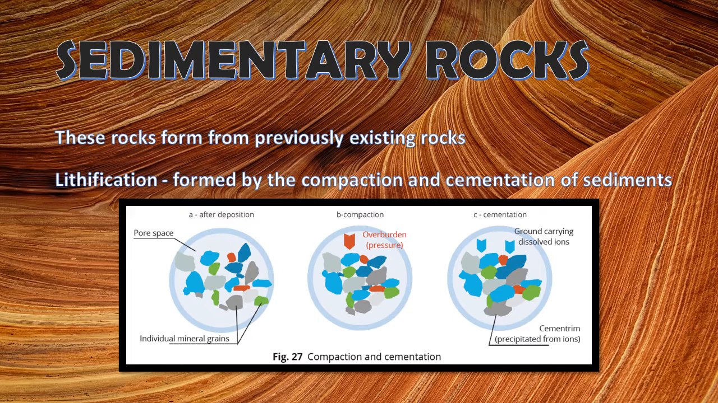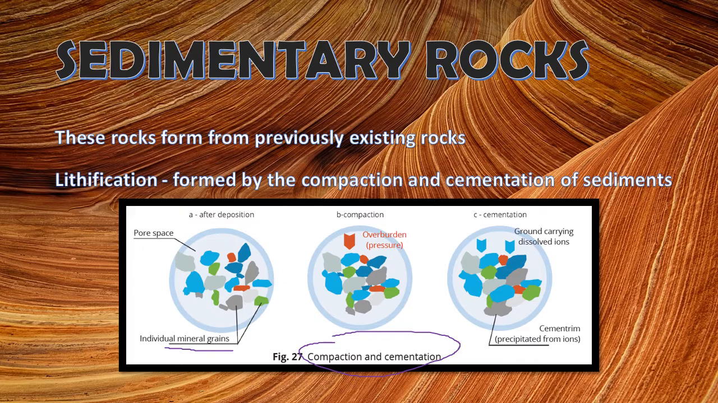They are formed through individual mineral grains here. So this would be the process of compaction and cementation. Individual mineral grains, we have the pore space after deposition. These sediments can be found on the river, deposited at the bottom of the river or the water or seawater.